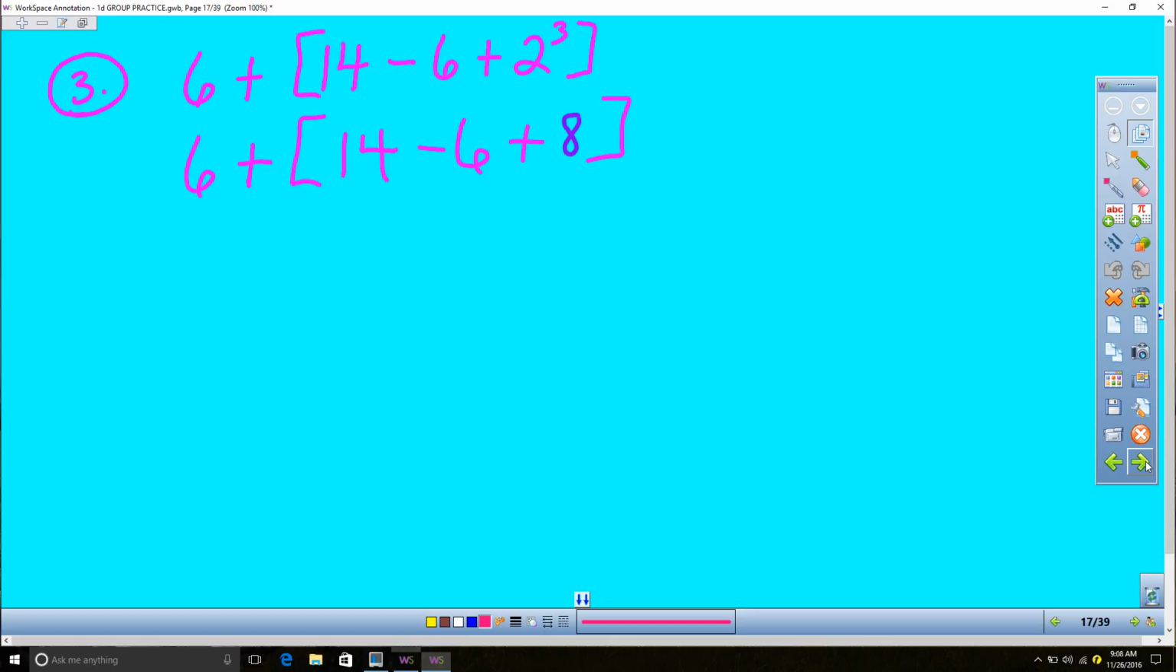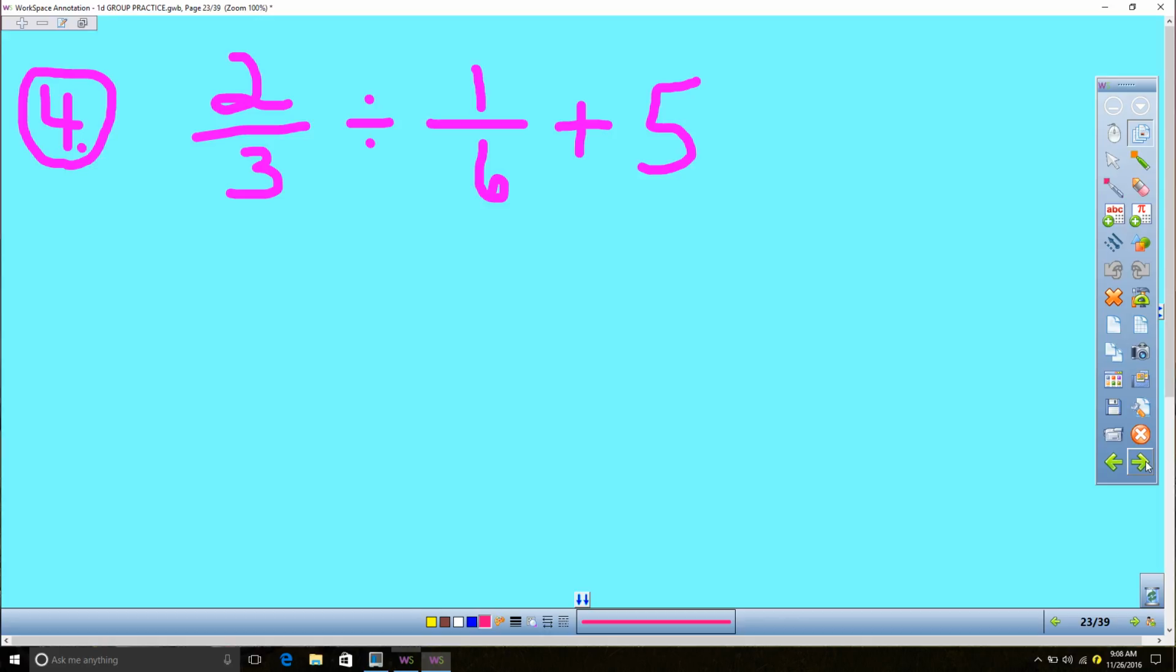Then inside the brackets, I'm going to subtract before I add, not because it's more important, but because addition and subtraction are equal, so you do the one that comes first. So I'm going to do the subtraction first. Then I will add, and last of all, I will add the 6.